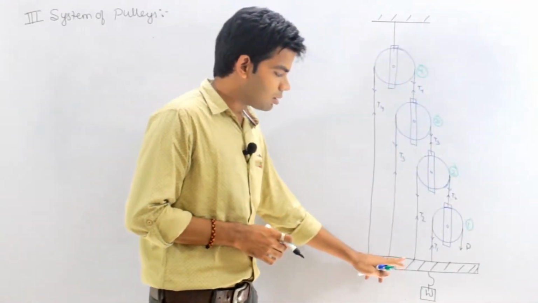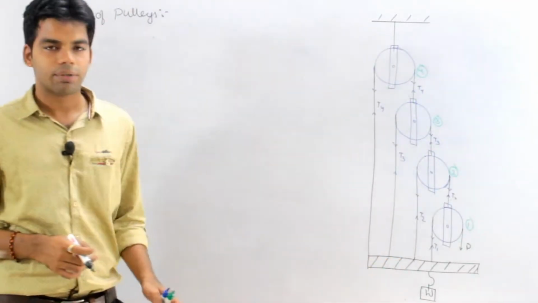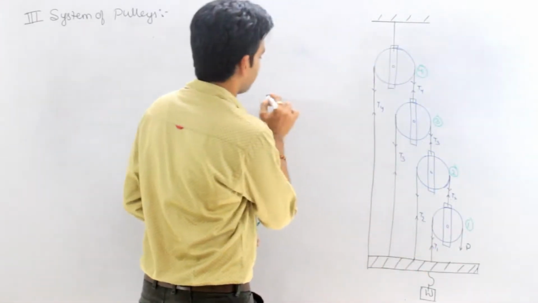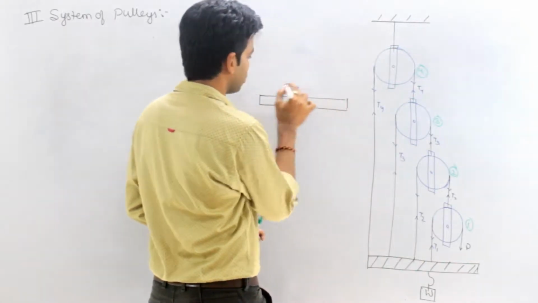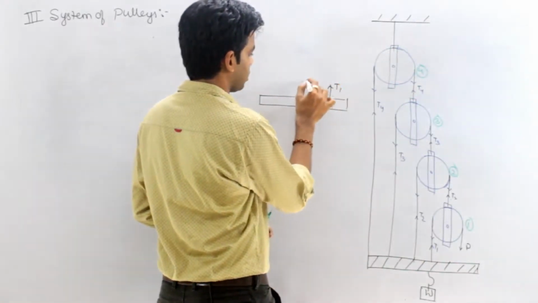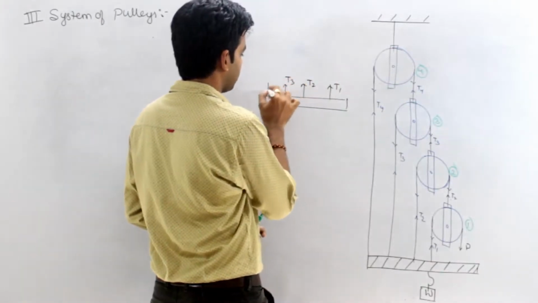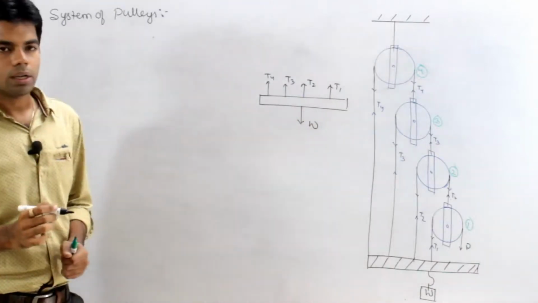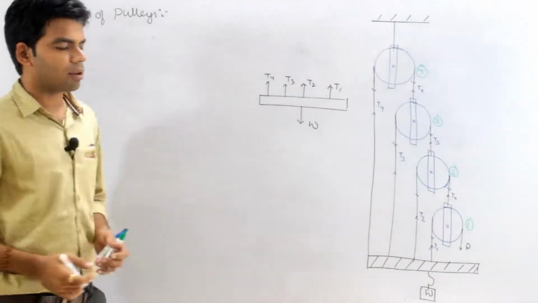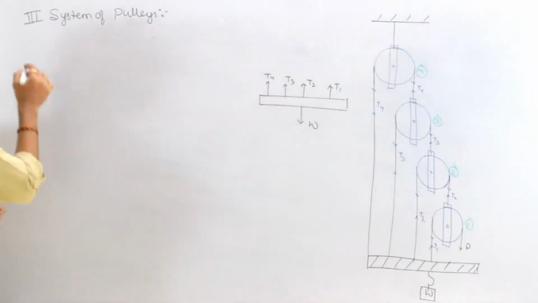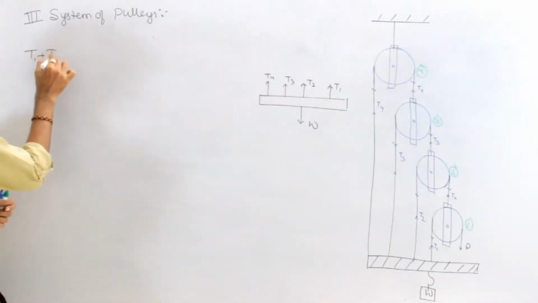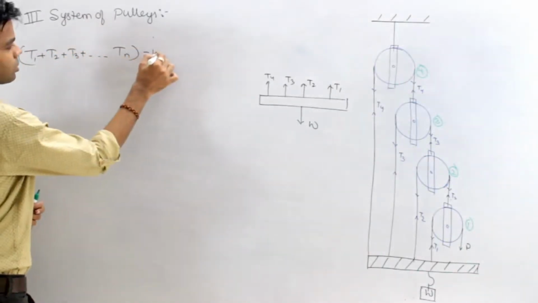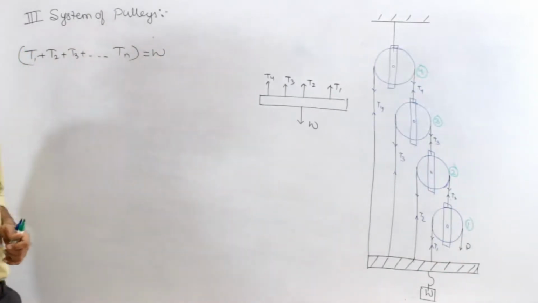Okay, now considering the equilibrium of this particular block in which the weight is hanged. The upward forces acting on this particular block are T1, T2, T3, T4, and the downward force acting here is W. And suppose if we have n number of pulleys, it will be up to Tn. So applying equilibrium, T1 plus T2 plus T3 plus up to Tn is equal to W, the downward force W. First thing.